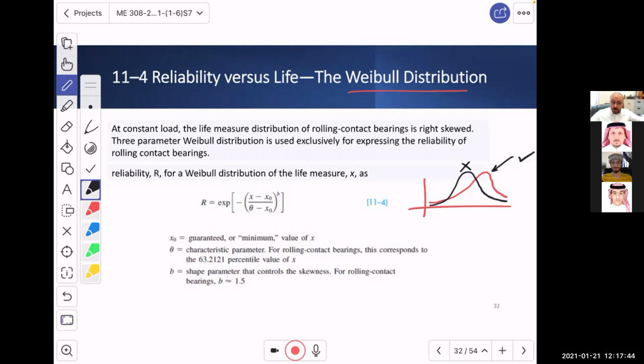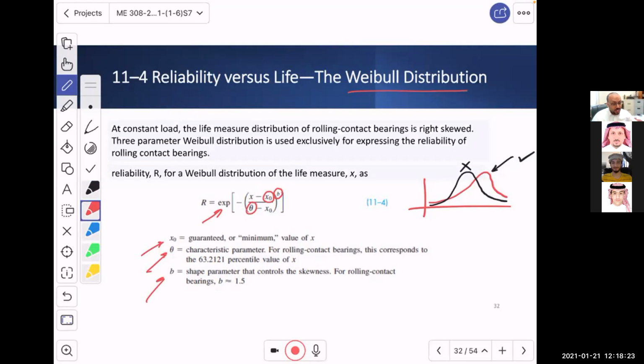This reliability, based on Weibull distribution, R is expressed as this equation, which is the exponential of minus (x minus x0) divided by theta, to the power b. This b, this x0, and this theta, all of them are coefficients. The x0 is the guaranteed value of x. The theta is the characteristic parameter, and beta is the shape parameter that controls the skewness.